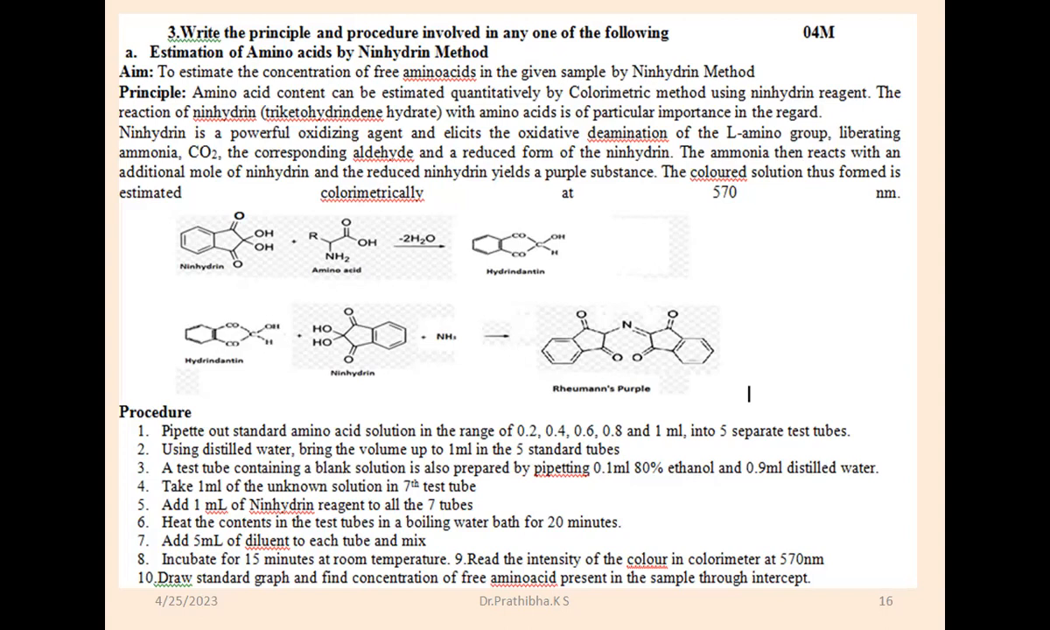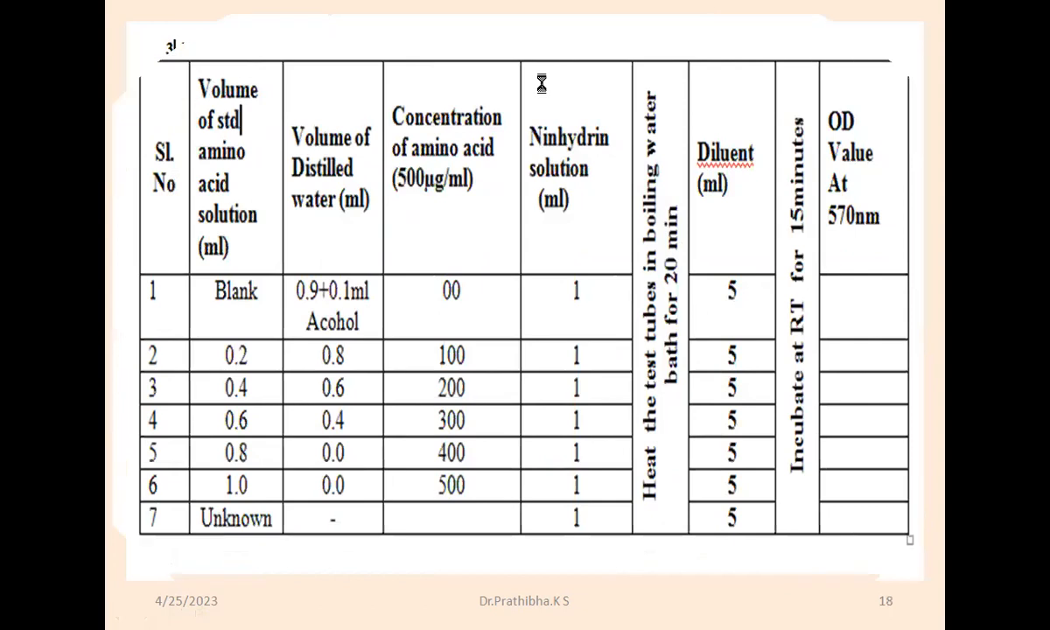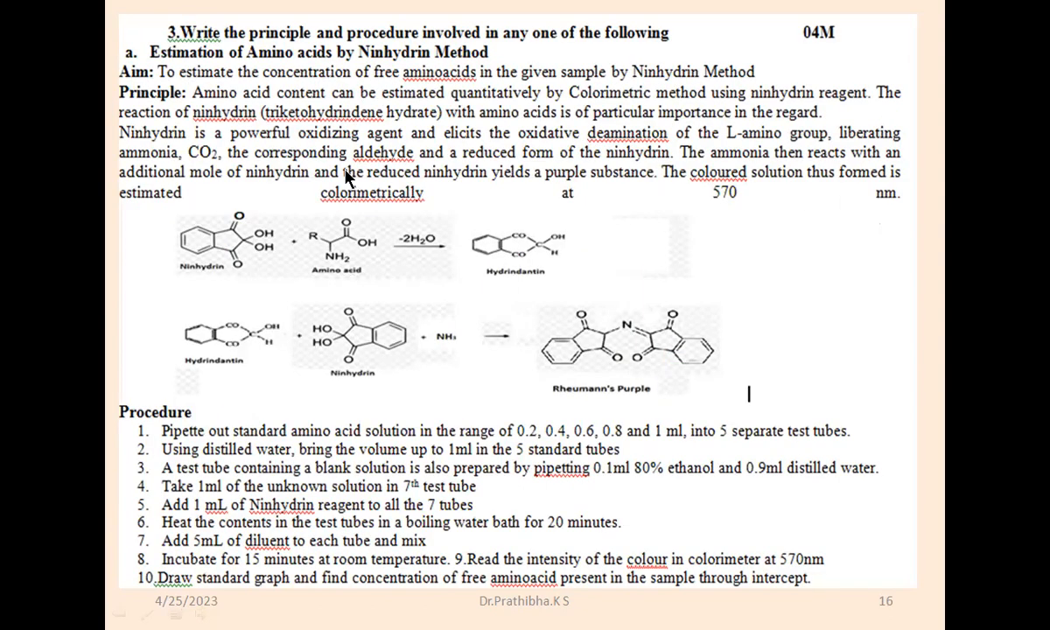Here, question number 3 is: write the principle and procedure involved in any one of the following. You may get estimation of amino acids by the Ninhydrin method, or you may get the ascending paper chromatography. In these two, any one you are going to get. So here they have already mentioned, write the principle and procedure.